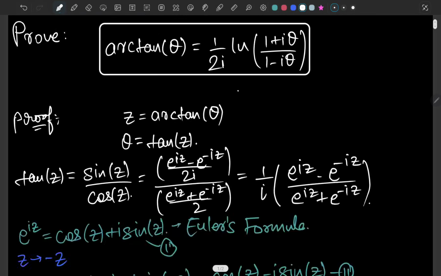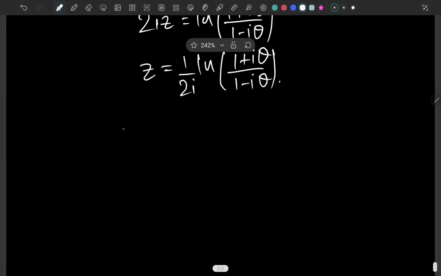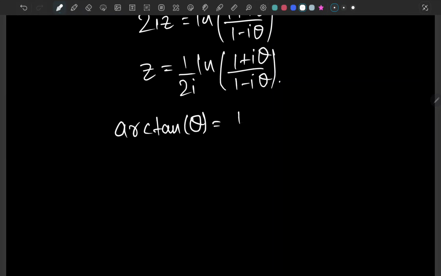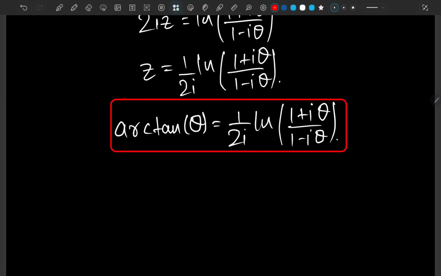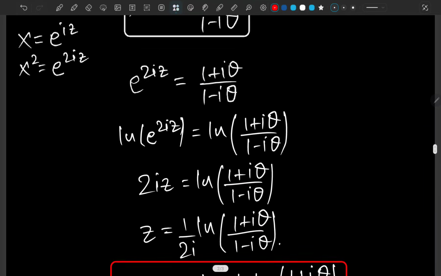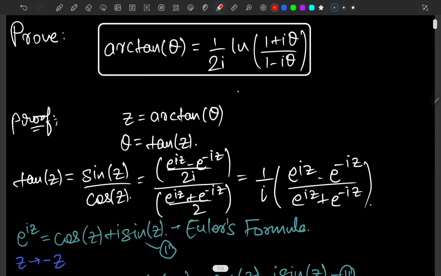And from our very early assumption, we know that z is arctangent of theta. So basically arctangent of theta is coming out to be 1/(2i) natural logarithm of (1 + i theta)/(1 - i theta), and hence proved. That's it. So that was amazing, guys. And yeah, it was an independent video in which we had just proved this identity.